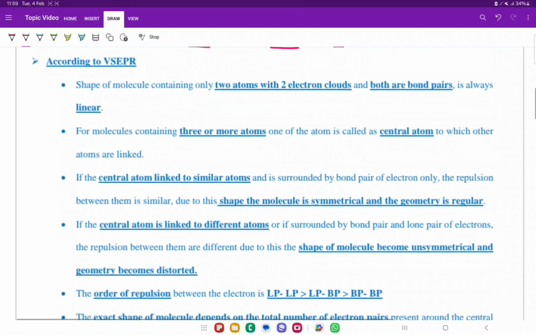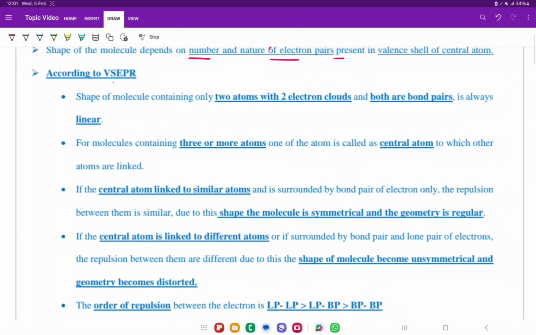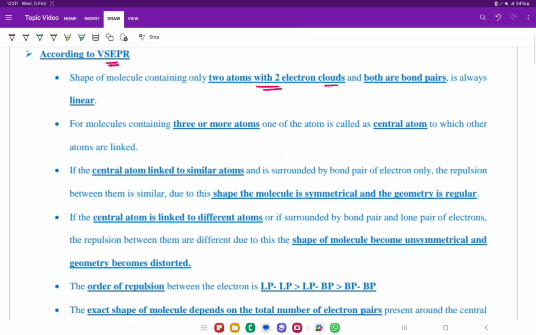Now, what are the important postulates of this topic? According to the VSEPR theory, if a molecule has only two atoms bonded to the central atom, with two electron clouds and both are bond pairs, then the shape of the molecule will always be linear. What I mean is, if a central atom, suppose beryllium, is bonded to hydrogen and then bonded to another hydrogen, there are two electron clouds. The shape and geometry will be linear and the bond angle will be 180 degrees, which we'll talk about later. As you can see in this video, the shape and geometry of the molecule will be linear.